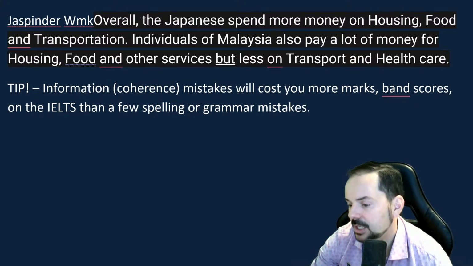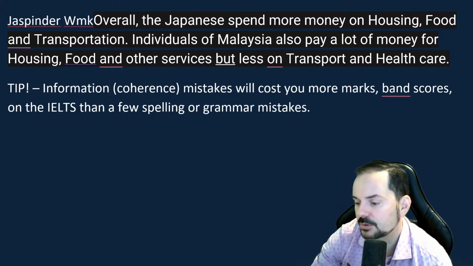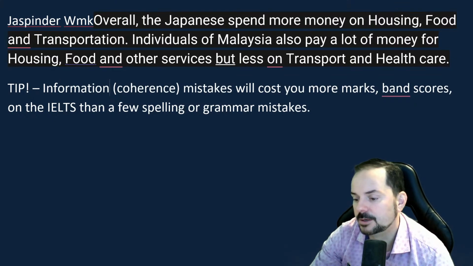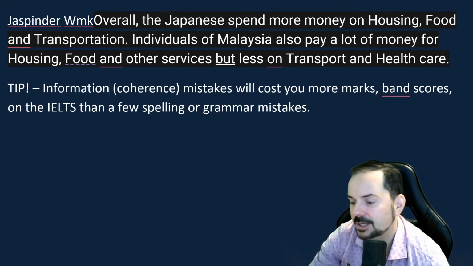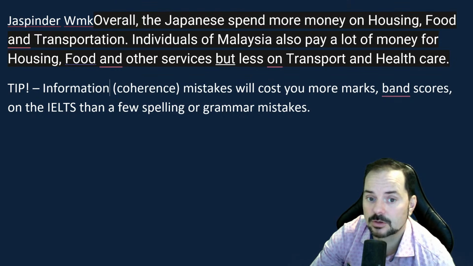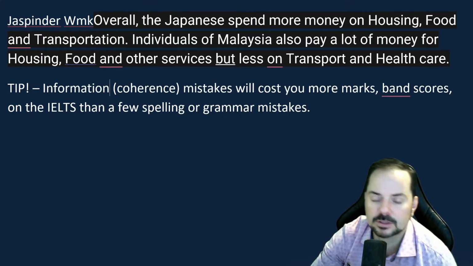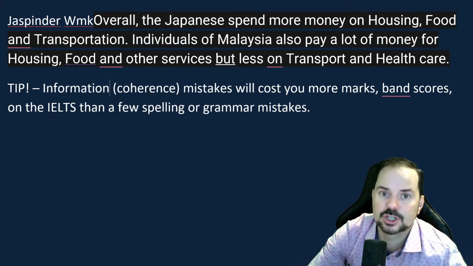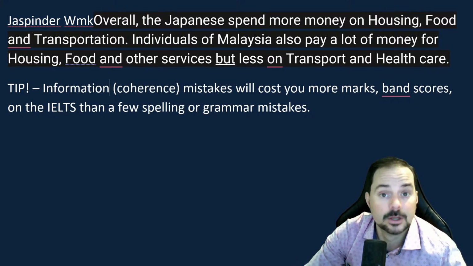Creative Edge, Yani, Harjat, thank you for those thumbs up. Anwar, Preston, Katarina, thank you. Yes, so information costs you marks. Be very careful about that, okay? Especially on the academic IELTS. Also the general, but especially on the academic, okay?